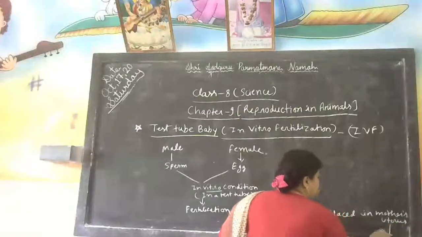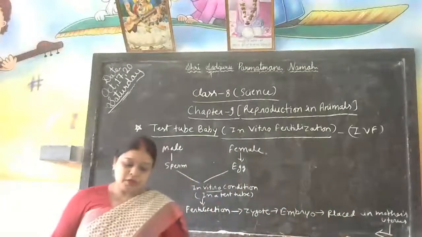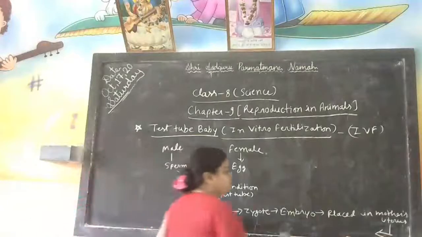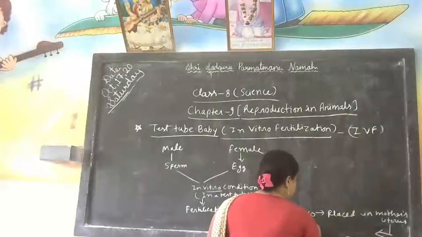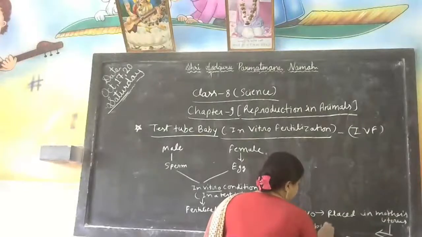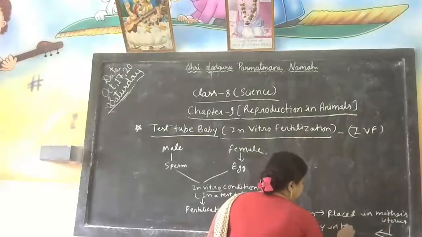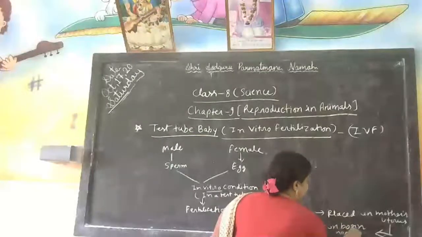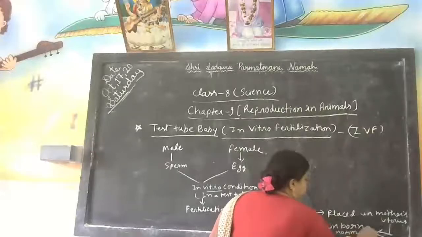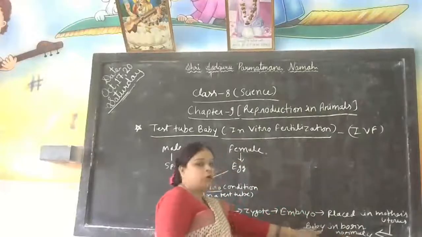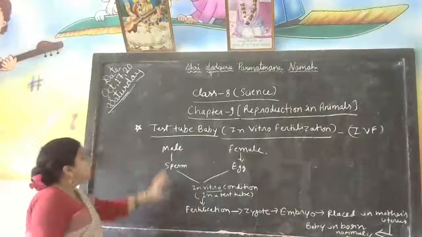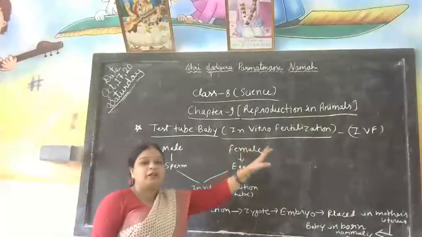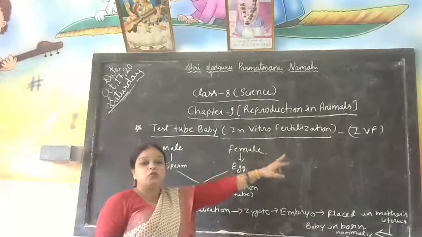Then the baby is born as a normal baby. This is a test tube baby, also known as in vitro fertilization, or IVF.